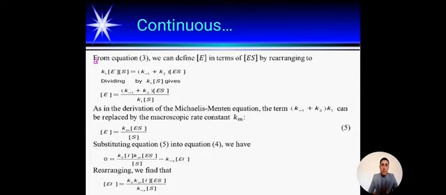As in the derivation of the Michaelis-Menten equation, the term of Q minus 1 plus Q2 into Q1 we can replace with the microscopic rate constant or Km. We will get equation number 5. By substituting equation 5 into equation 4, we will get this equation.